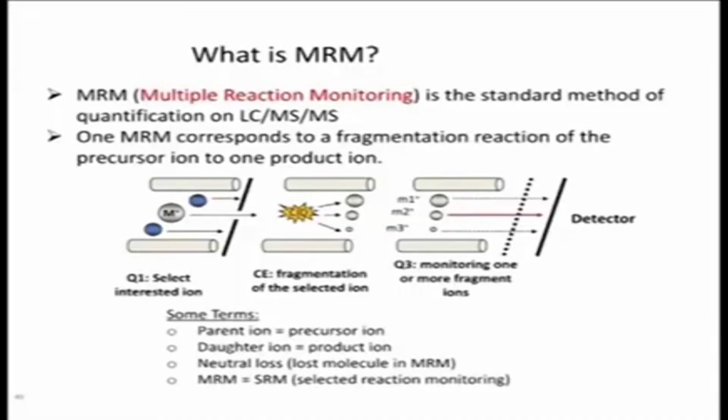Okay, it is very important that you understand what MRM is. MRM is multiple reaction monitoring. It is a standard method for quantification in LC-MS. How does it work? In MRM, you select the particular compound ions, or particular peptides, on the first quadrupole. They go to the second quadrupole and undergo fragmentation, and you select only the product ions that have the highest intensity. That means here Q1 and Q3 are both in SIM mode.